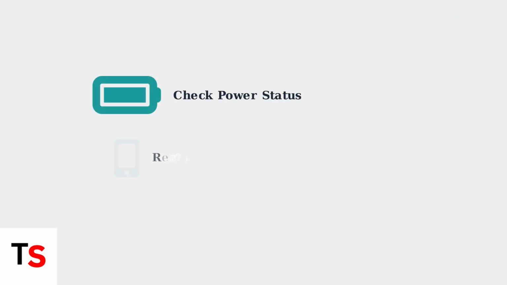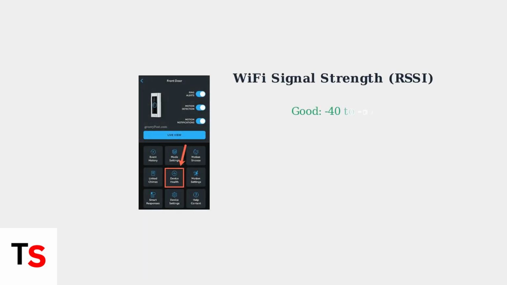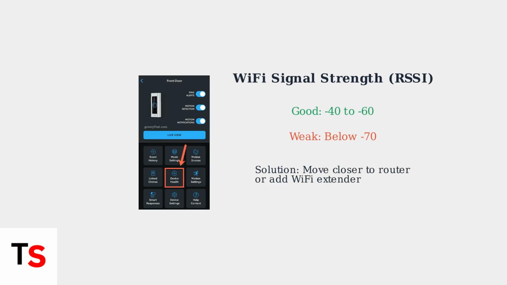Start with the basics. First, ensure your Ring camera is powered on. For battery-powered cameras, check the battery level. For wired cameras, verify the power connection is secure. Next, verify your Wi-Fi signal strength. Open the Ring app and navigate to Device Health to check the RSSI value. A good signal strength is between negative 40 and negative 60. If it's below negative 70, the signal is too weak.